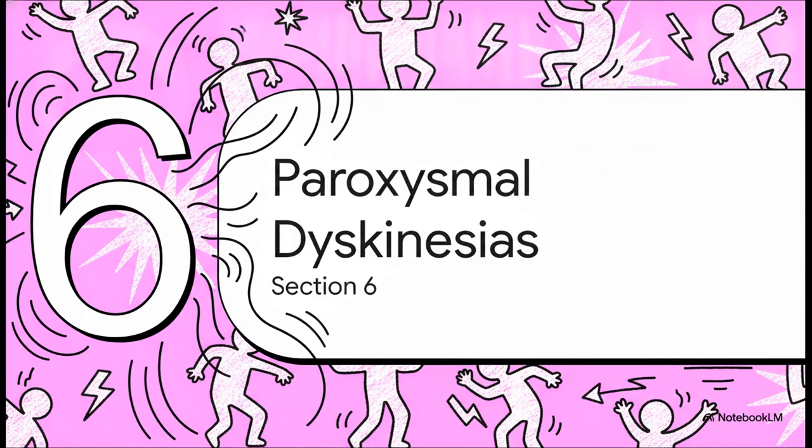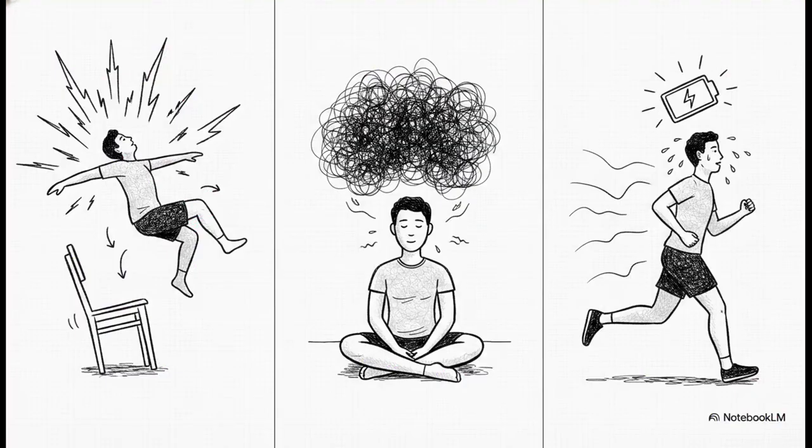Let's wrap things up with Section 6, paroxysmal dyskinesias. There are 3 distinct episodic types of paroxysmal dyskinesias that we need to cleanly separate. First, paroxysmal kinesigenic dyskinesia, or PKD. This one is triggered by sudden movement, like standing up out of a chair really quickly, and it's heavily linked to mutations in the PRRT2 gene.